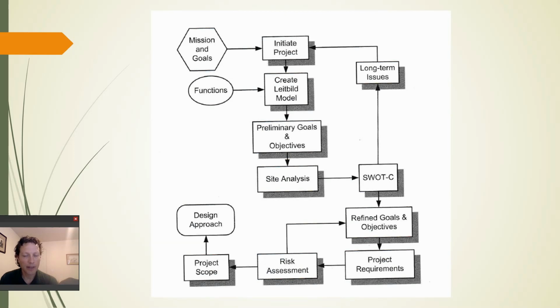Once you have an idea of the stakeholders' objectives and what you think is feasible on the site, then you formally develop your preliminary goals and objectives. You get out there and you do your site analysis. So you get things on paper. You go through the SWOT-C process, as I mentioned. You double back if you identify any risks or threats that need to be addressed first before going further. You refine your goals and objectives to build those project requirements. You make sure you do your risk assessment and your scope. And again, all of this is leading toward the design.